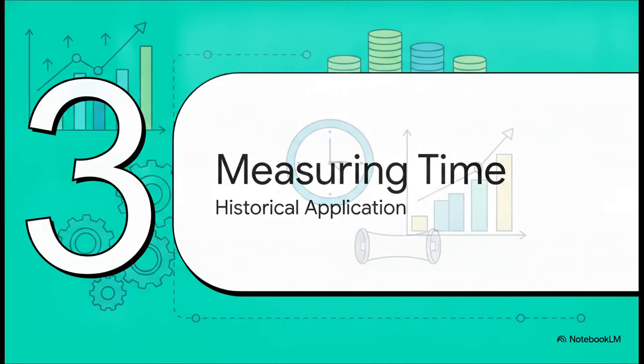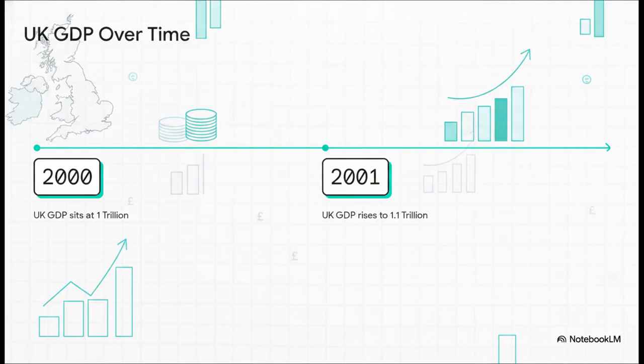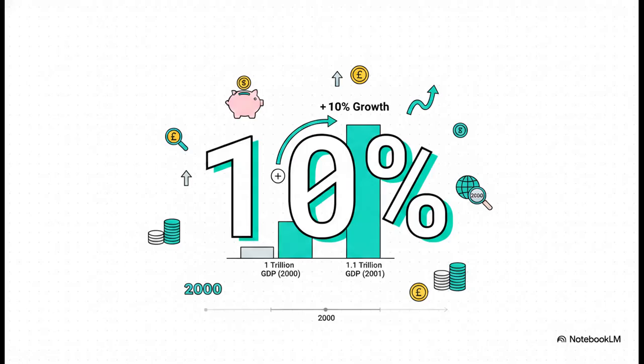Which brings us to Section 3, measuring across time. Let's look at a historical application. Let's map out some actual historical data for the United Kingdom right at the turn of the millennium. In the year 2000, the UK's GDP sat at an even $1 trillion. By the year 2001, just a single year later, the UK's GDP had risen to $1.1 trillion. If we apply our trusty percentage change formula again, taking the new figure of 1.1 trillion, subtracting the old figure of 1 trillion, dividing it by 1 trillion, and then multiplying by 100, we land squarely on a 10% growth rate for the UK from 2000 to 2001.